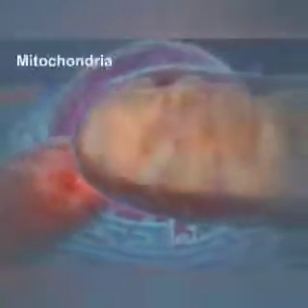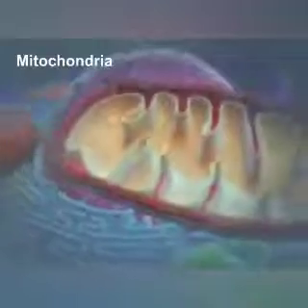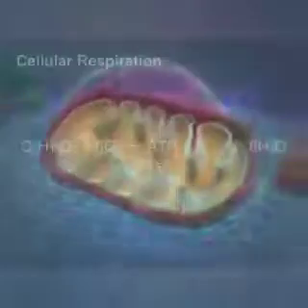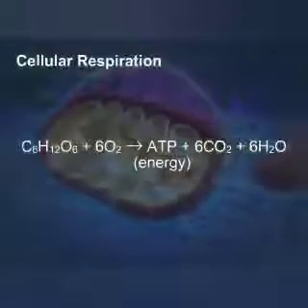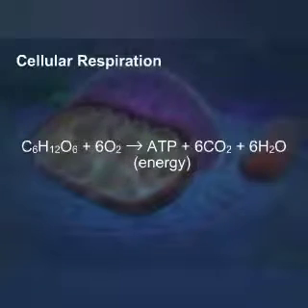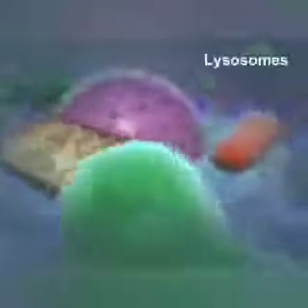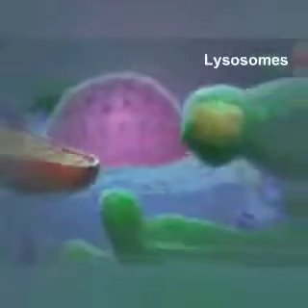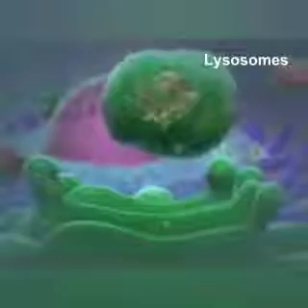The mitochondria is the site where glucose is converted to ATP, which the cells use for energy. The equation illustrates how mitochondria convert glucose into ATP, carbon dioxide, and water, called cellular respiration. Lysosomes digest stored food, build and repair cellular components, and destroy weakened cell components.